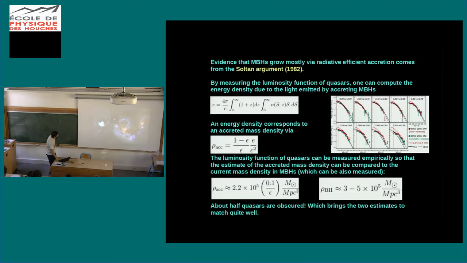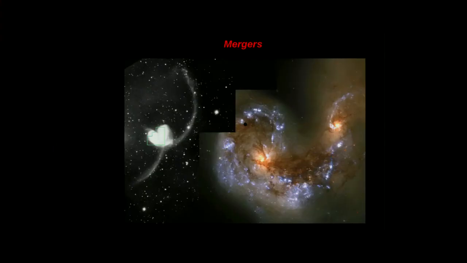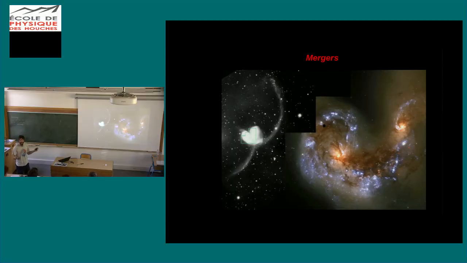Okay, so let me just move toward the bulk of the lecture, which is, okay, well, we understood how they grow, but of course mergers happen, right? And we see galaxies merge in the universe all the time. Okay, this is an example of the Mice. This is the Antennae, sorry.